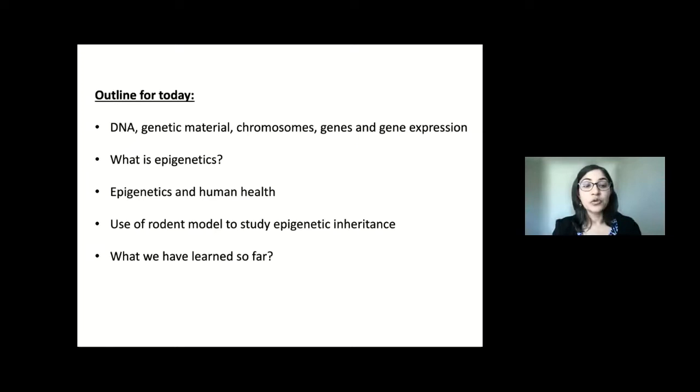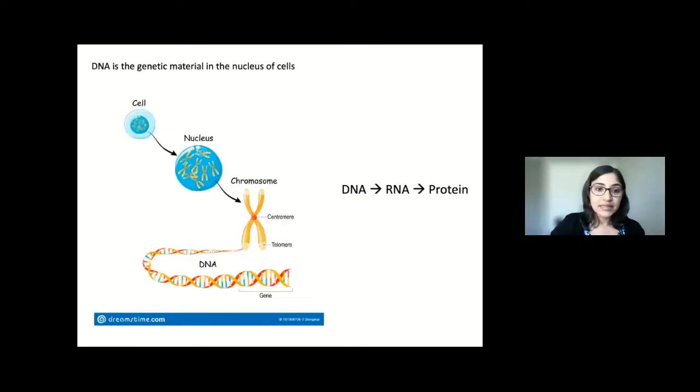Okay, so after discussing generally what epigenetics is, I'll talk about what we are doing in our lab, where we use rodent model mice to ask this question about epigenetic inheritance. And finally, I'll leave you with where the field is in terms of humans, and whether epigenetic inheritance takes place in humans or not. Okay, so let's get started.